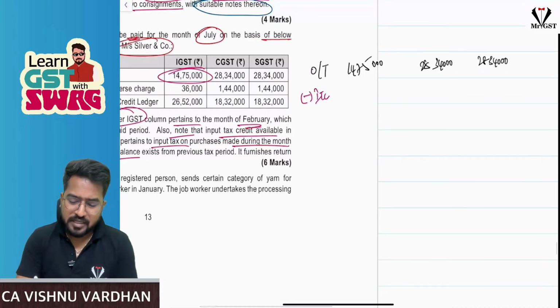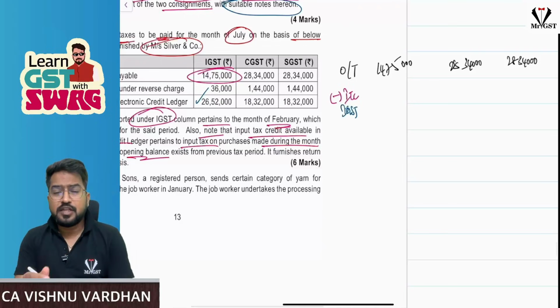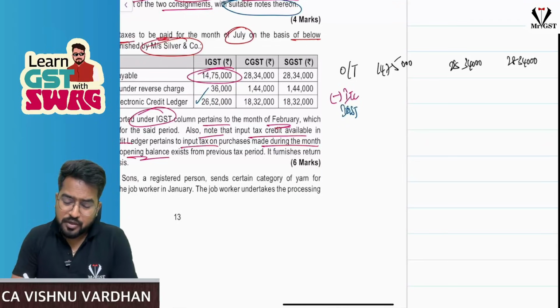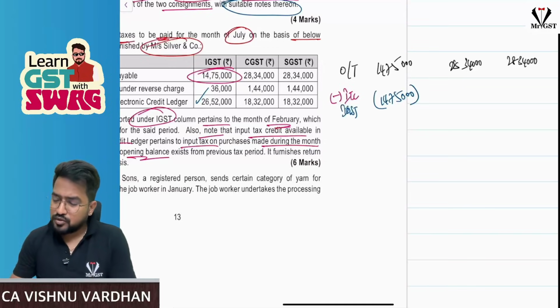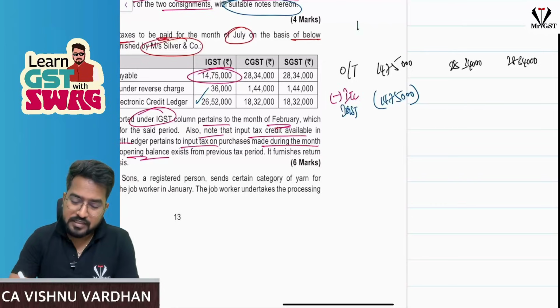IGST, first thing you should make IGST balance 0. Sir, IGST you have 26,52,000, but your liability is only 14,75,000. So if you minus that, 26,52,000 minus 14,75,000 will give you 11,77,000 still will be there in IGST.